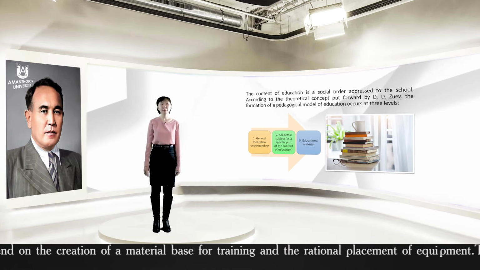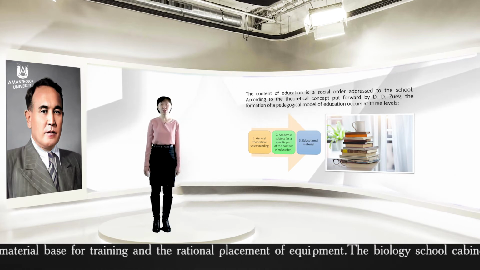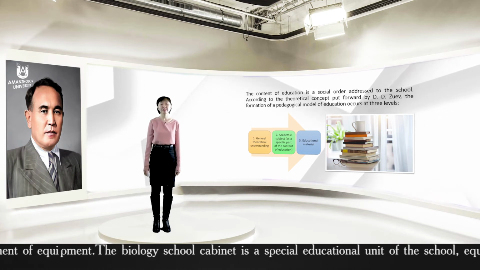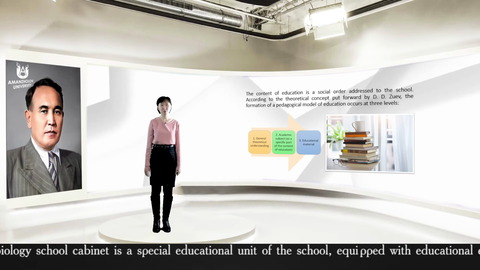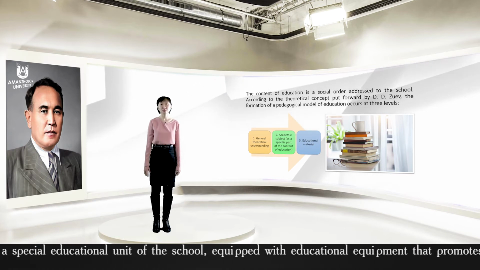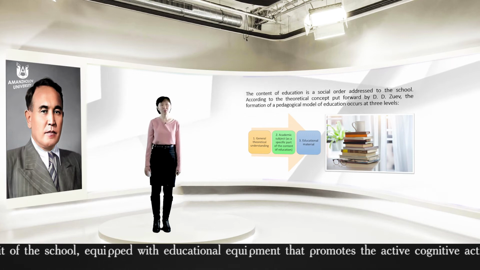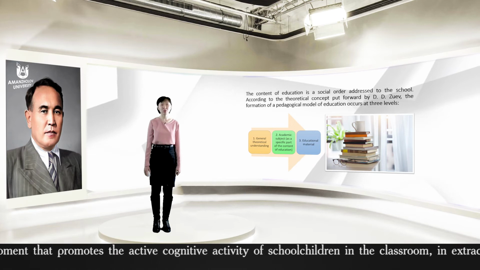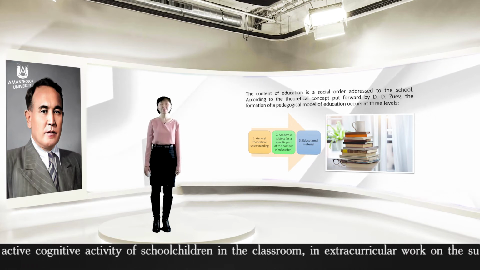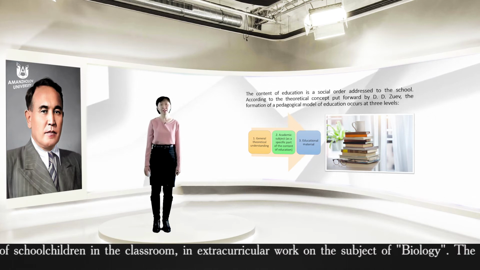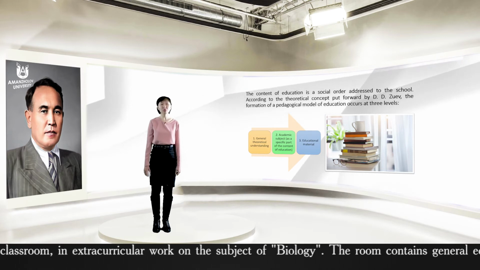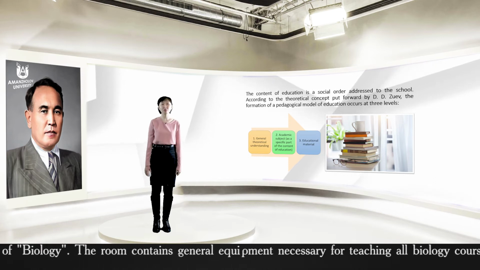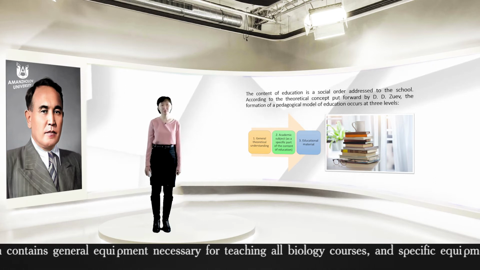The biology school cabinet is a special educational unit of the school, equipped with educational equipment that promotes the active cognitive activity of school children in the classroom and extracurricular work on the subject of biology. The room contains general equipment necessary for teaching all biology courses and specific equipment for a specific course and a specific topic. All equipment is placed in the office according to a certain system so that it can always be used in the educational process.